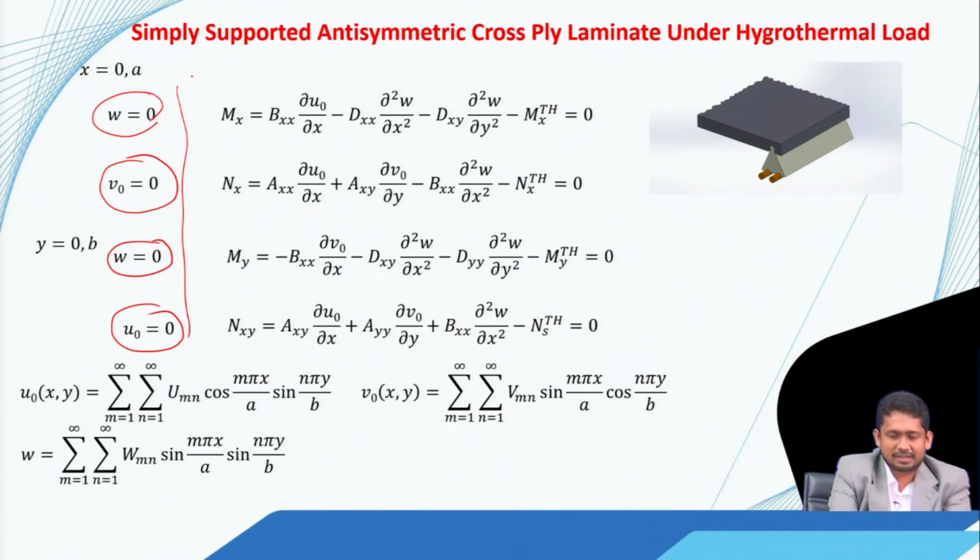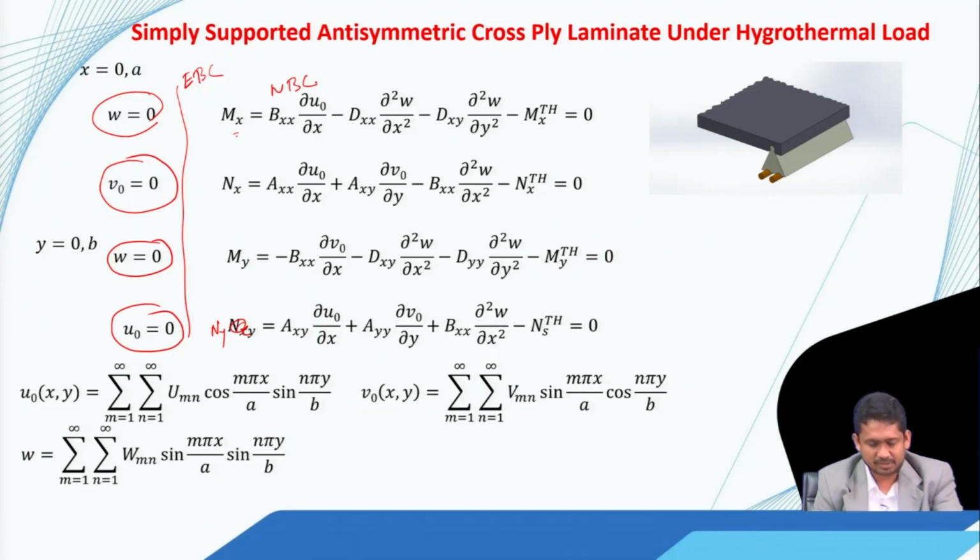So, these are all essential boundary conditions, and then at x equal to 0 and a we have Mx equal to 0 and Nx equal to 0, and at y equal to 0 and b we have My equal to 0 and Ny equal to 0, and these are all natural boundary conditions. Now, we have to assume something for the solutions.